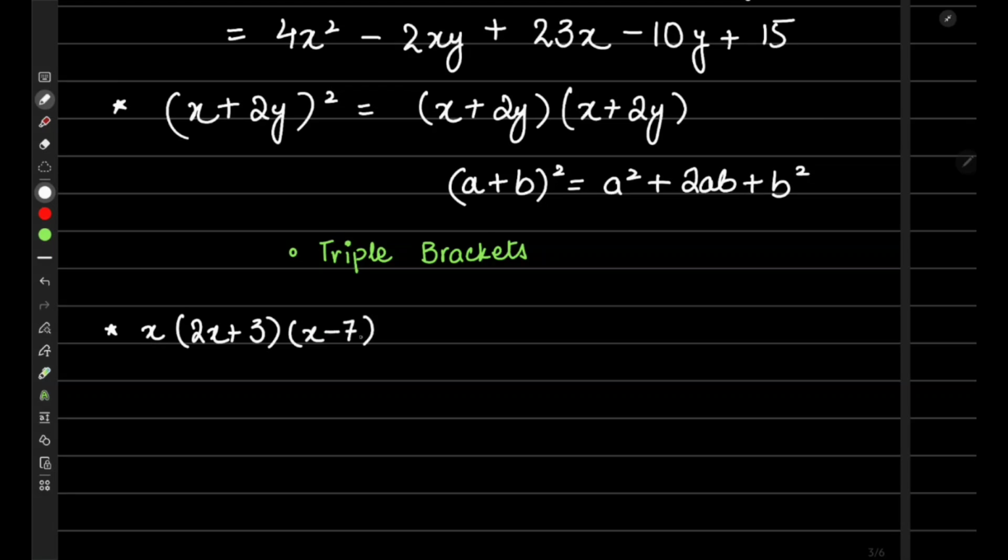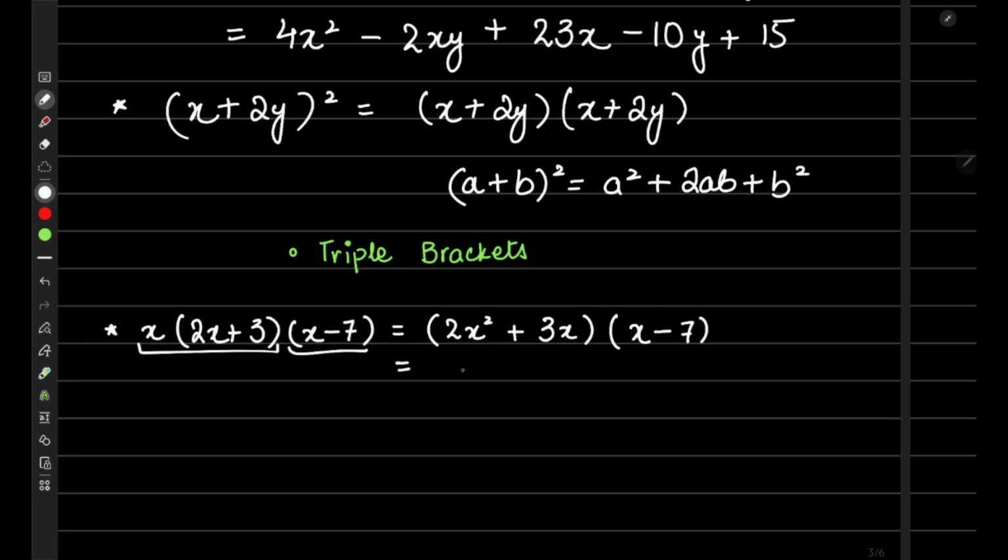So what we do in this, first we multiply the first two set of multiples, like the factors, and then when you are done with the simplification of it, then you multiply it with this third bracket. Okay, so let's do this. First multiply x with the first bracket, it gives you 2x square plus 3x. Now you will multiply this with x minus 7.